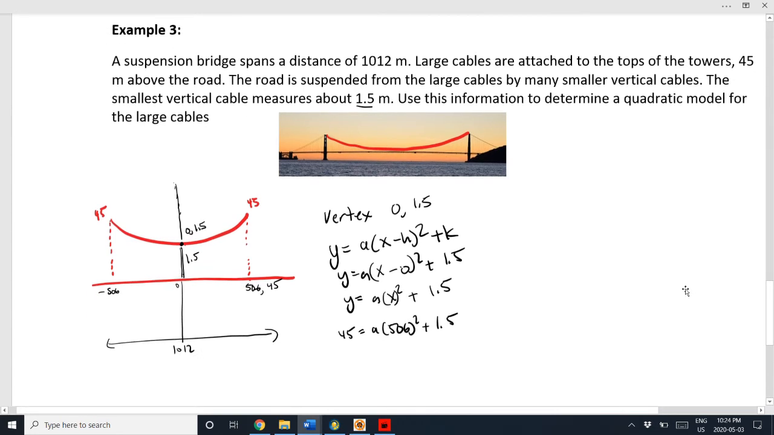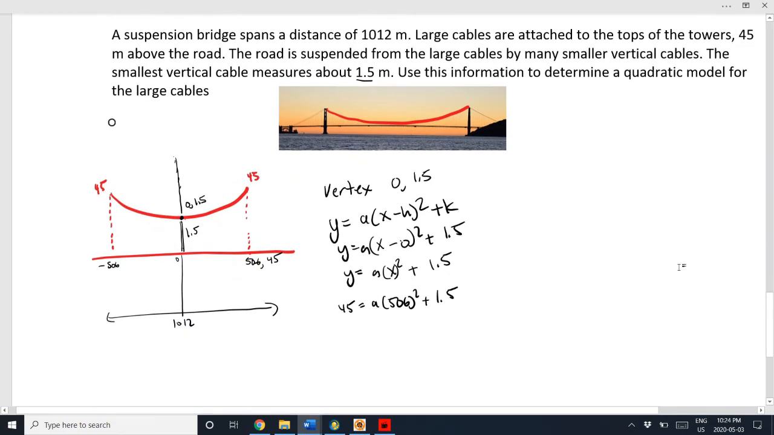Okay. So now we just have to solve for what a is. We're going to move the 1.5 to the other side. So we have 45 minus 1.5 is equal to a times 506 squared. If we plug 506 squared into a calculator, we get 256,036. And 45 minus 1.5 is 43.5.